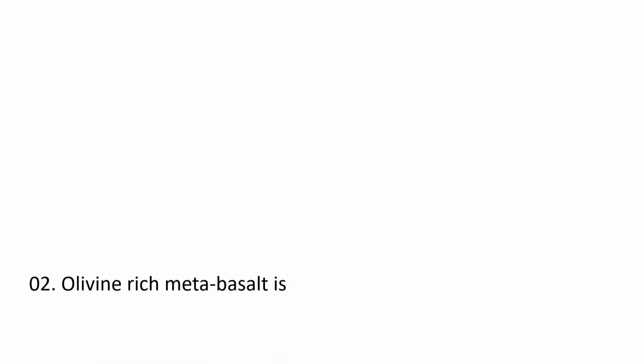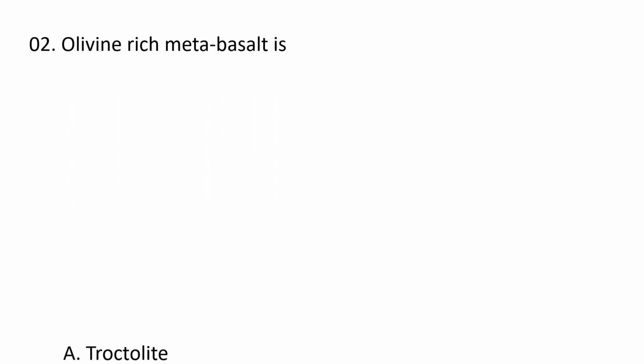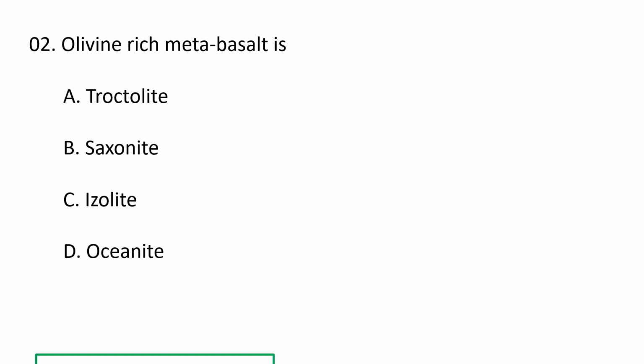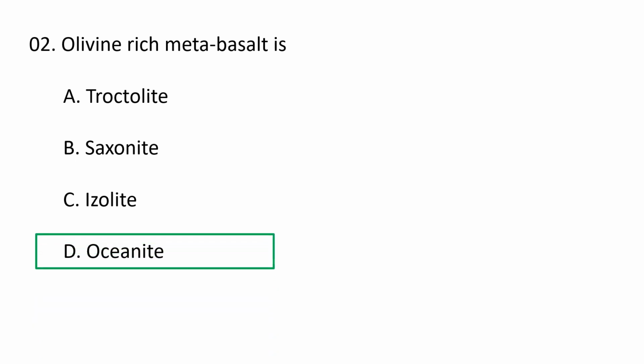Next question. Olivine rich metabasalt is A. Troctolite, B. Saxonite, C. Aeolite, D. Oceanite. Olivine rich metabasalt is D. Oceanite. Oceanite is a variety of picritic basalt which is characterized by its large amounts of olivine phenocryst and lesser amounts of augite, and by having a ground mass of olivine, plagioclase and augite. So olivine rich metabasalt is D. Oceanite is the correct answer.